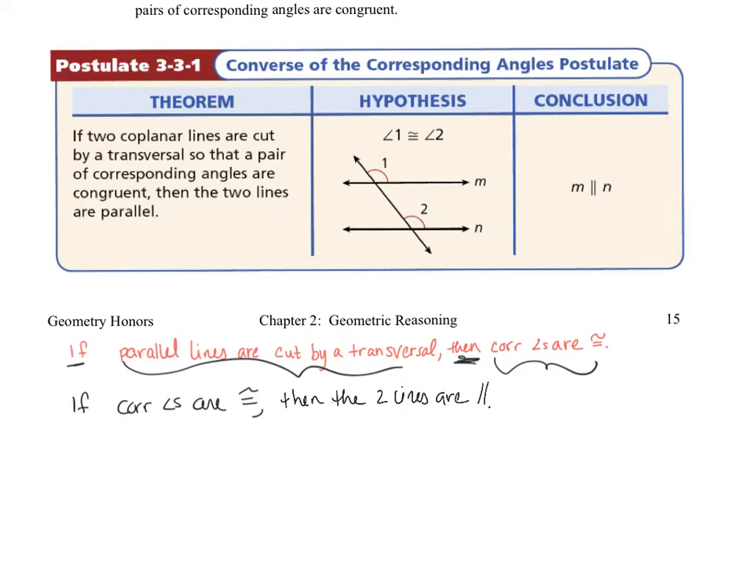So if you look in this image right here, we have 2 congruent angles. Angle 1 is congruent to angle 2. Since those are sitting in the corresponding spots, we can now say that the corresponding angles are congruent. Therefore, M is parallel to N. So notice how we write that. Line M is parallel to line N.